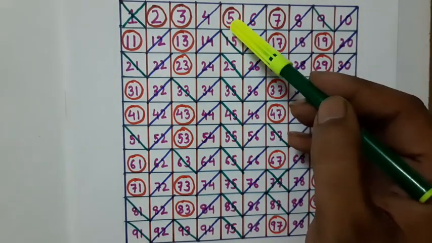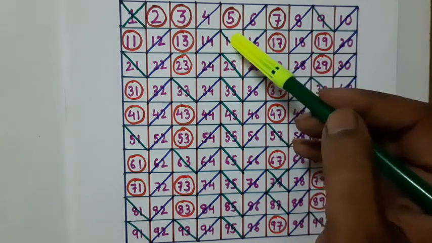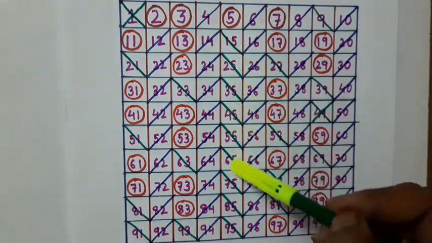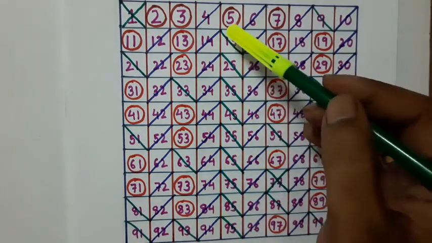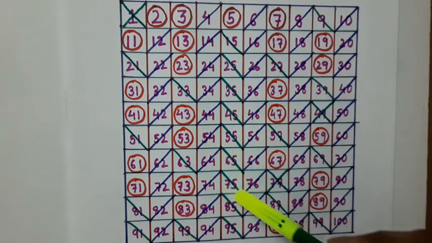The next one, 5. Now let's see 5. 5 is a prime number, but all the numbers that end with 5 are divisible by 5. So we will just cancel out all the numbers that are divisible by 5.